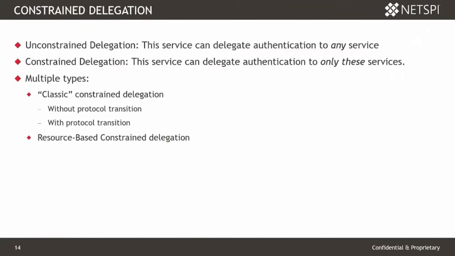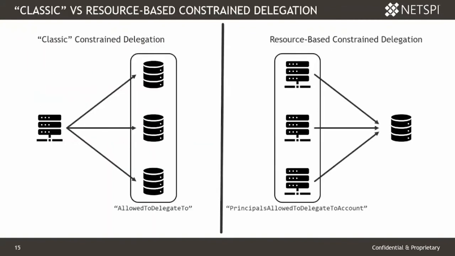Since this was too much access, Microsoft introduced constrained delegation. So in unconstrained delegation, service 1 can delegate authentication, that is, impersonate the user to any other service. But with constrained delegation, service 1 can only delegate authentication to a pre-configured list of services. So we're able to lock down the services where service 1 can pass the user's authorization. There's a couple of types of constrained delegation. We have classic and resource-based. And the key difference between classic constrained delegation and resource-based constrained delegation is the direction of trust.